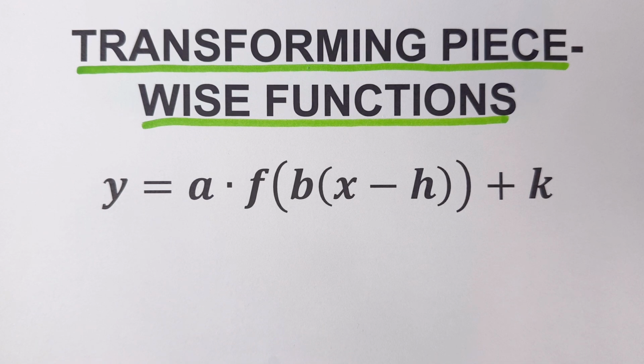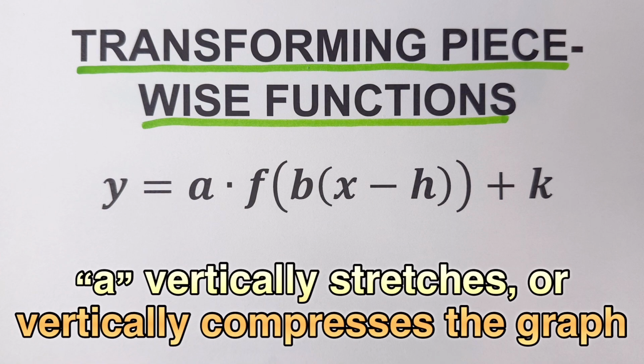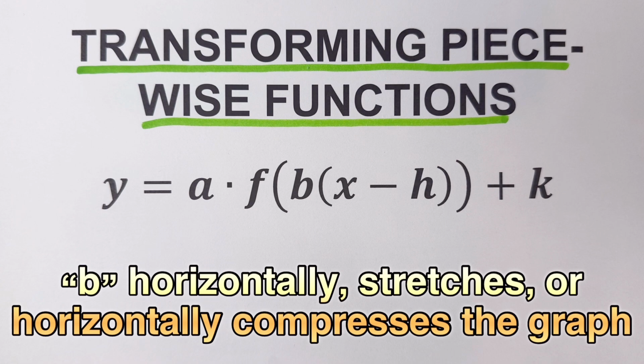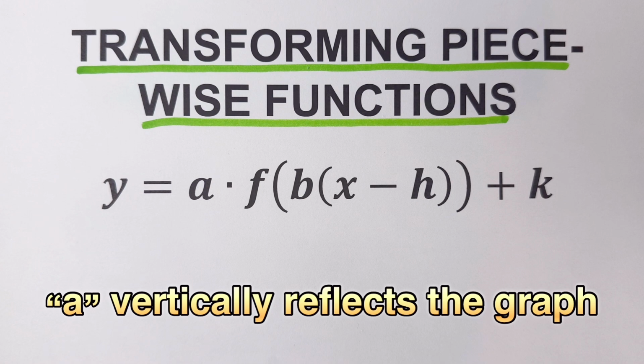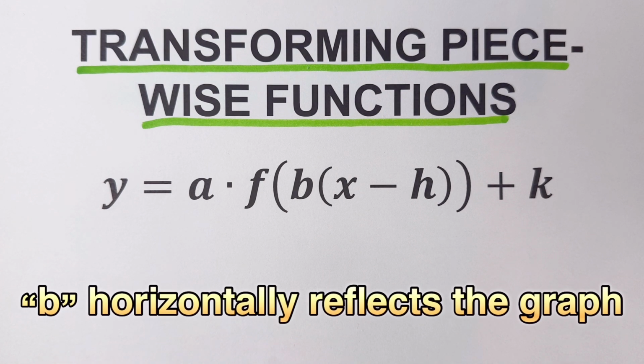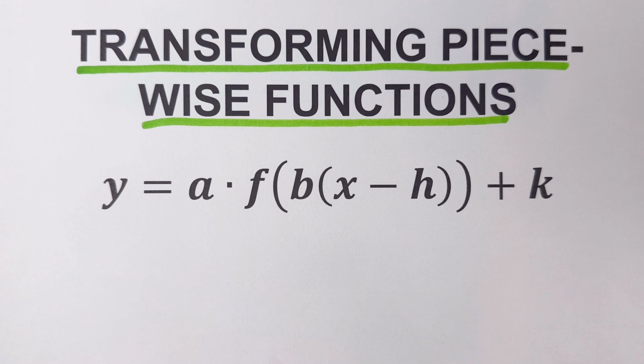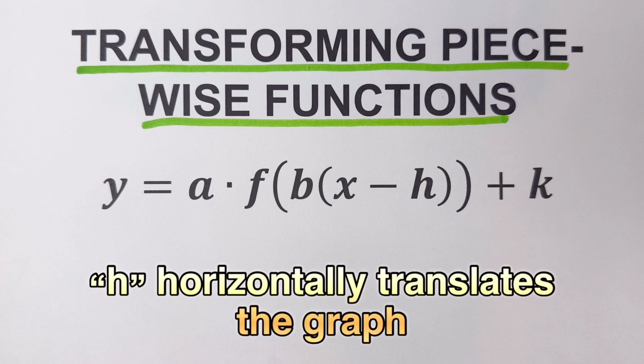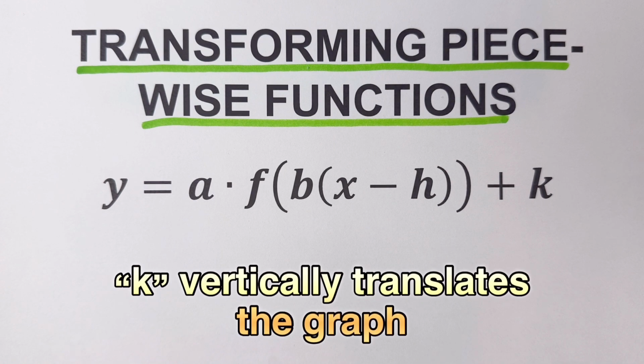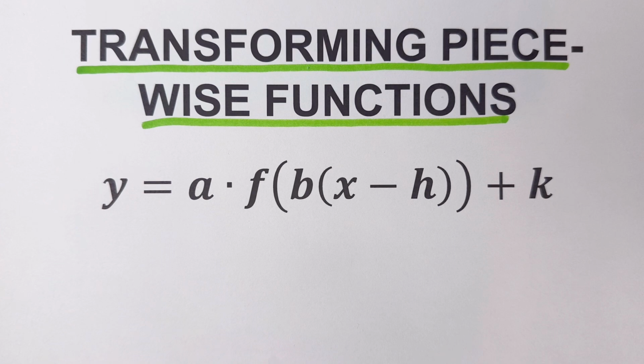We remember that the parameter a vertically stretches or compresses the graph, while the parameter b horizontally stretches or compresses the graph. On the other hand, this parameter a vertically reflects the graph. So it's going to reflect the graph upside down, while the b reflects the graph horizontally. So it's going to reflect the graph side to side. On the other hand, our parameter h horizontally translates the graph, while the k will vertically translate the graph. So using this equation that we have right here, how do we transform a piecewise function?